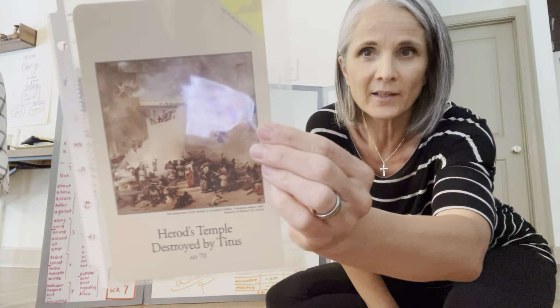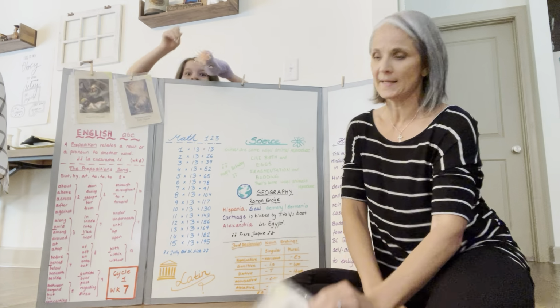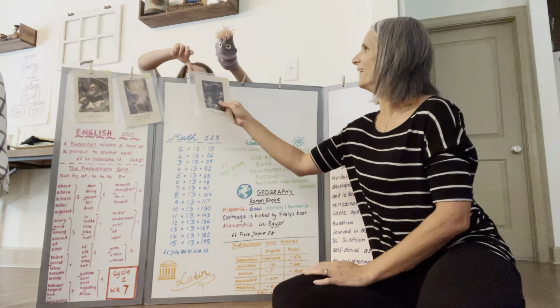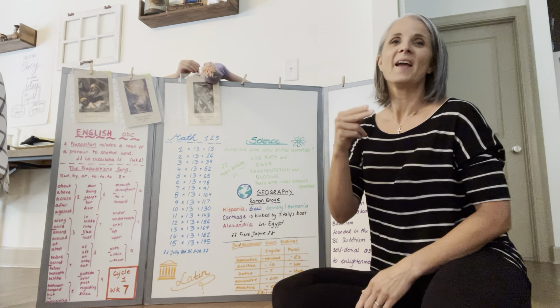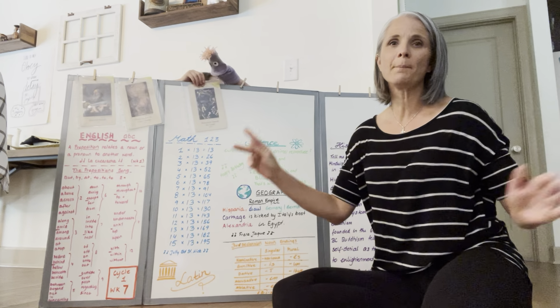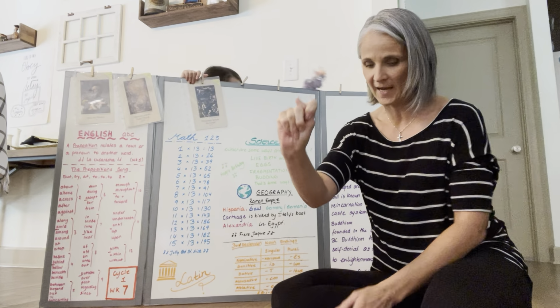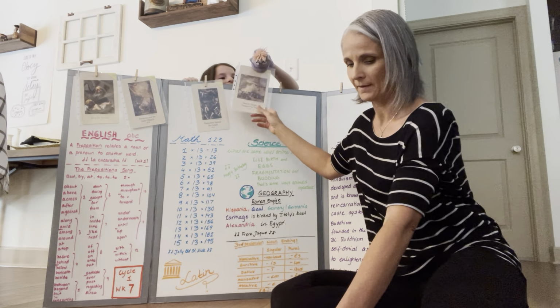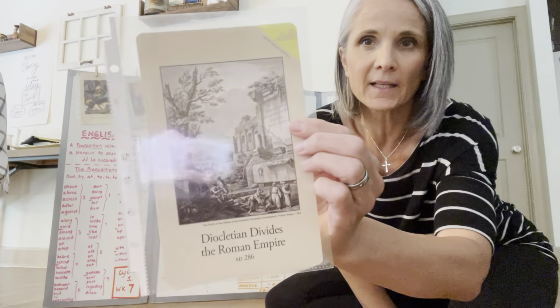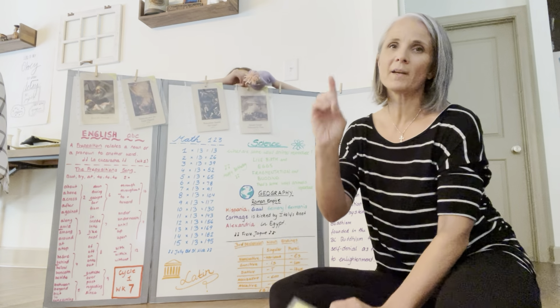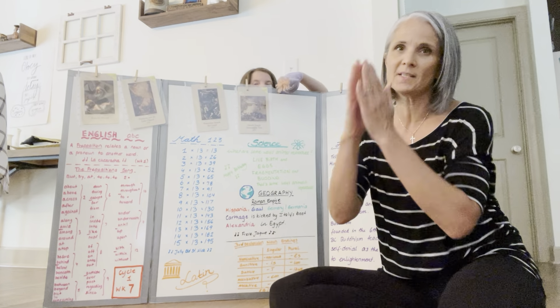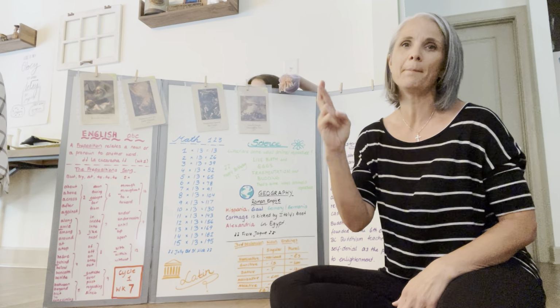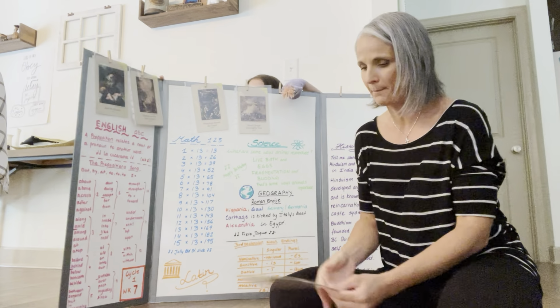Next is Herod's temple destroyed by Titus. Uh-oh. So we have Herod's temple destroyed by Titus. Give me a T for Titus. Ready? Next is Diocletian divides the Roman Empire. Give me a D for Diocletian divides the Roman Empire. Give me our R for Roman Empire.